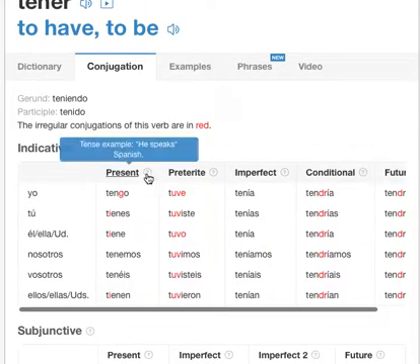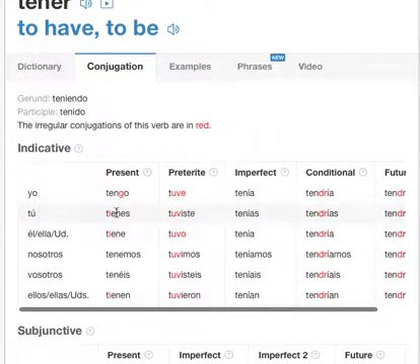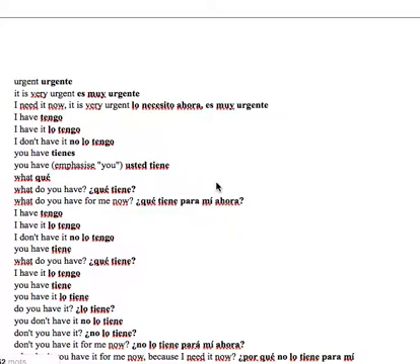So if I want the present, I'm going to say tengo, you, tú, tienes, él, ella, tiene, nosotros tenemos, vosotros tenéis, and they, ellos, ellas, ustedes, tienen. So be careful. Tengo, tienes, tiene, tenemos, tenéis, tienen.